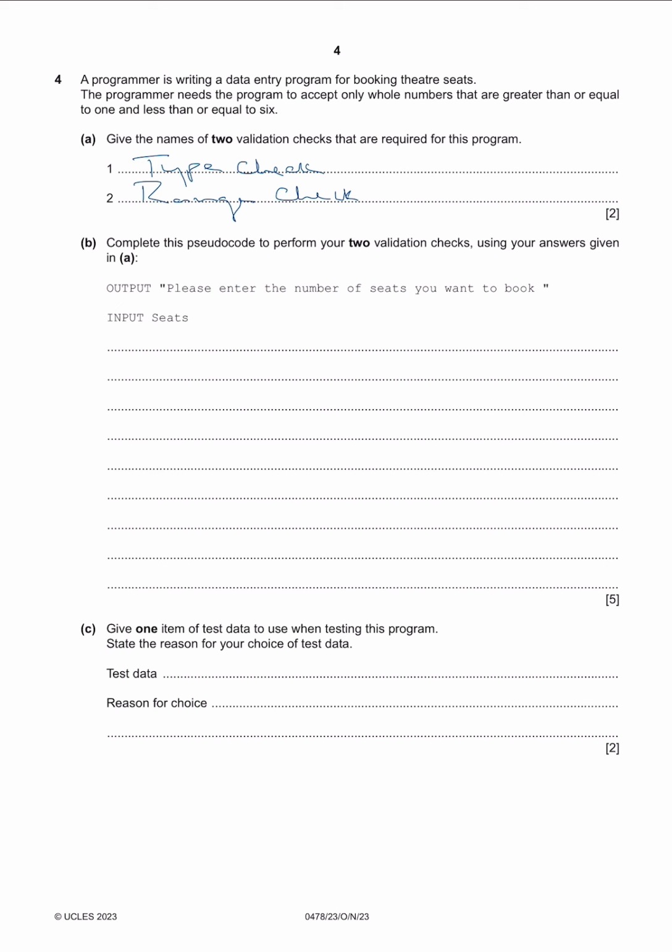This is part B now. Complete the pseudocode to perform your two validation checks using your answers given in A. So, okay, we need to write pseudocode for our type check and range check. First of all, we've got output, which is the message output to the user by our program. Please enter the number of the seats you want to book. Input seats. So our variable here takes the identifier seats.